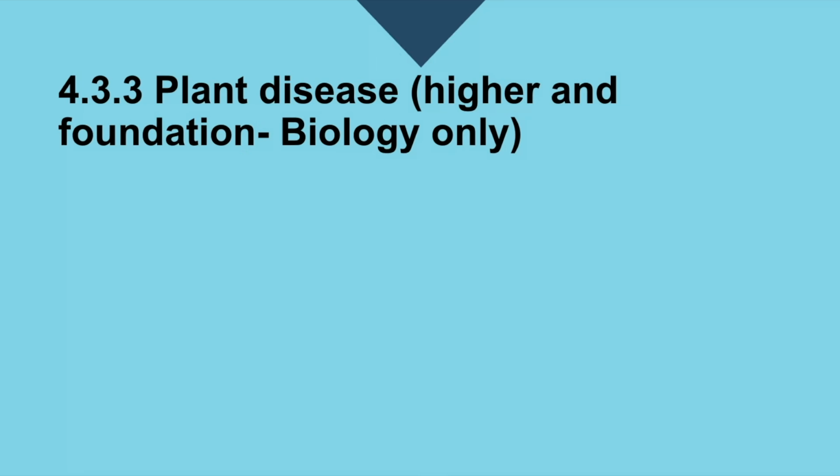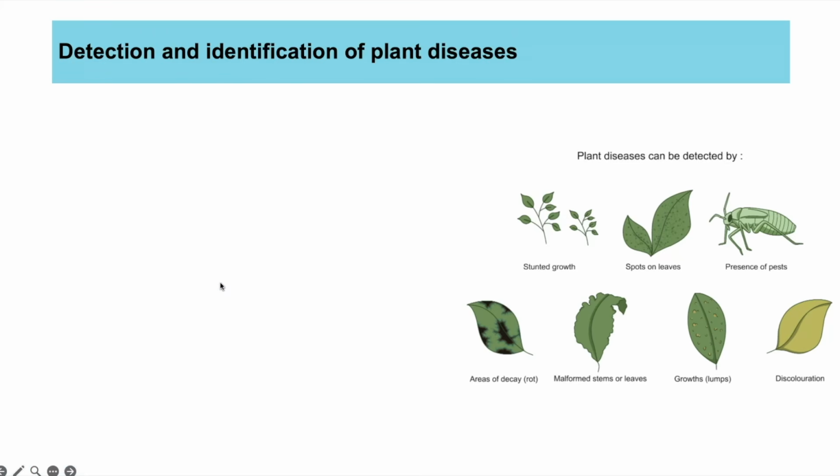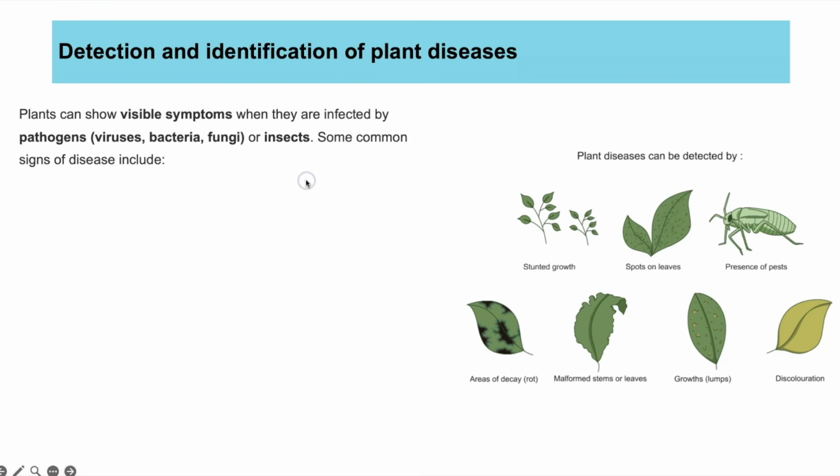The final part of topic 3 is on both the higher and foundation paper, but is not on combined science. This is for biology only, meaning the separate sciences or triple science. So detection and identification is one part of this topic that you need to know. So how can you actually tell if a plant is infected? And plants can also show visible symptoms when they are infected by pathogens like viruses, bacteria or fungi, or even insects, which isn't a pathogen, but they can still cause harm.